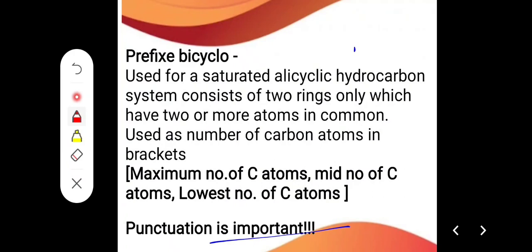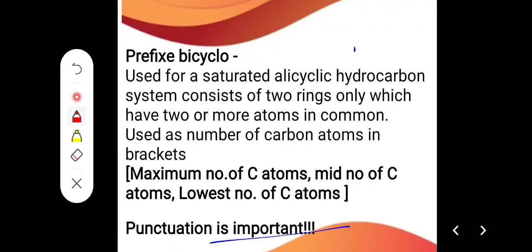Okay. And for IUPAC nomenclature of bicyclo, we use brackets: first the maximum number of carbon atoms, then the middle number of carbon atoms, and last the lowest number of carbon atoms. If the maximum, middle and lowest number of carbon atoms are equal, there must be no confusion, the same numbers are put in the bracket. If the maximum and middle numbers of carbon atoms are the same, the same numbers are written in the bracket.